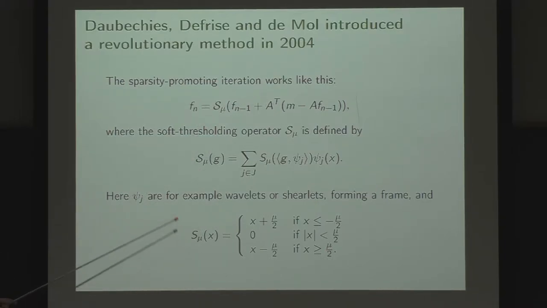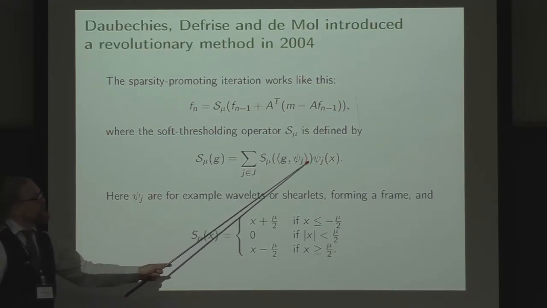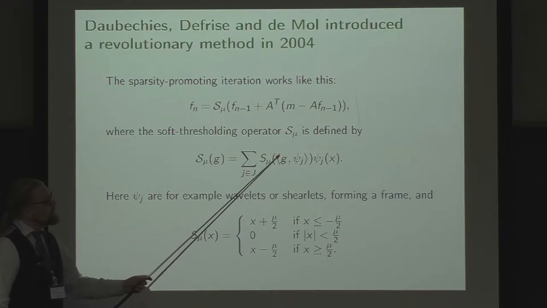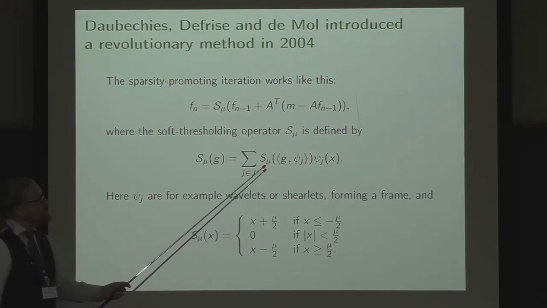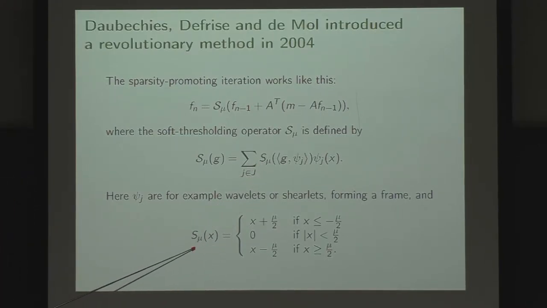What it does is it applies this S mu function to all of the wavelet coefficients. This also works for any orthonormal basis. So here are the coefficients in an orthonormal basis, and they will be modified by this nonlinear operator. And what does it do? It makes this so-called soft thresholding that looks like this. So this S mu.